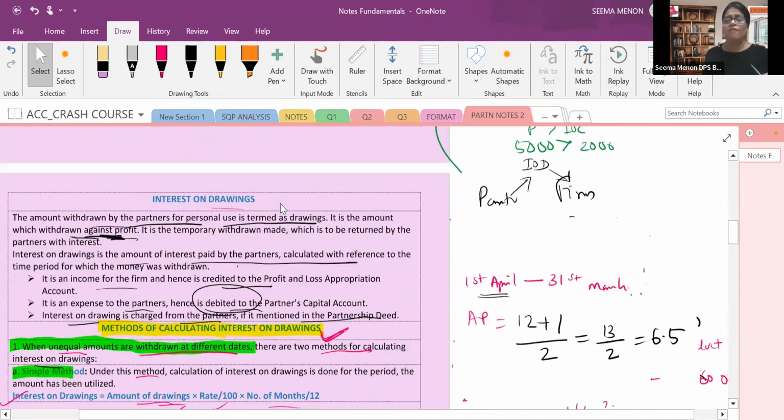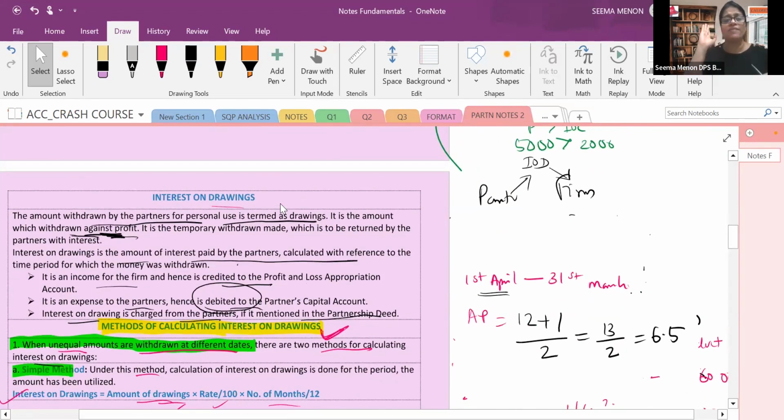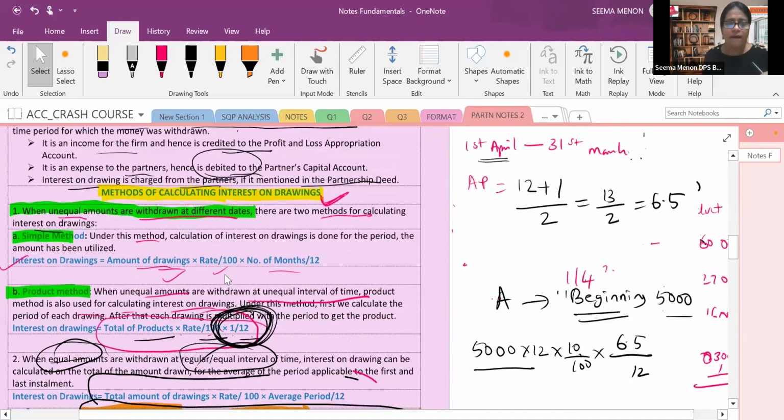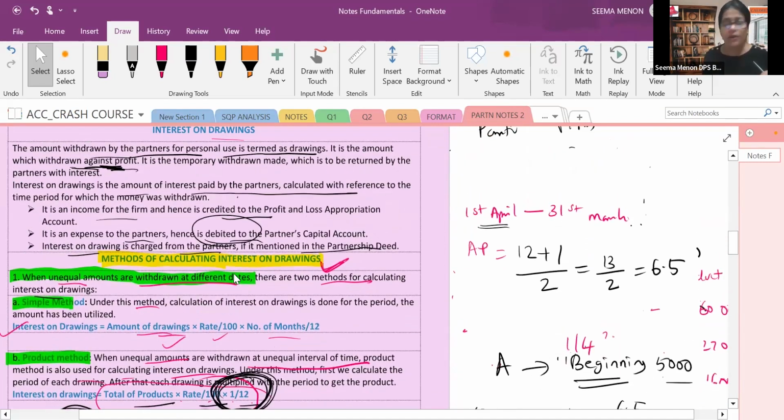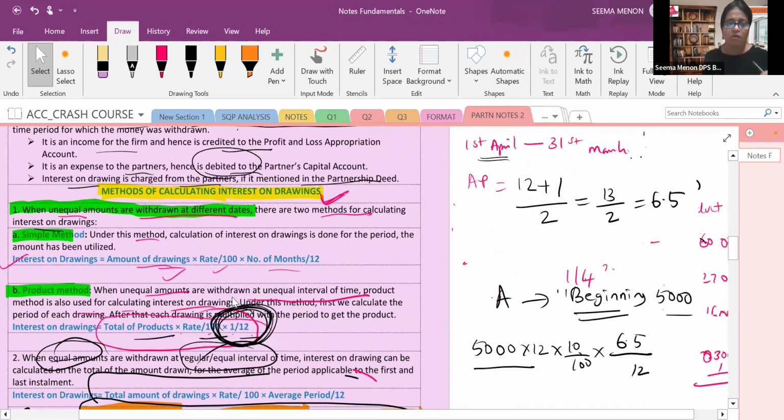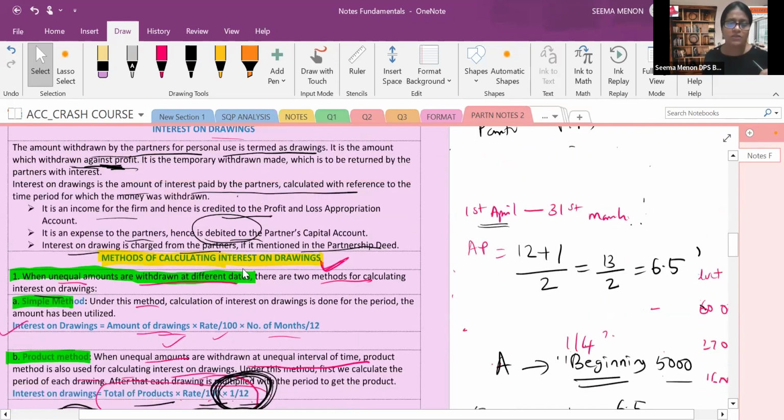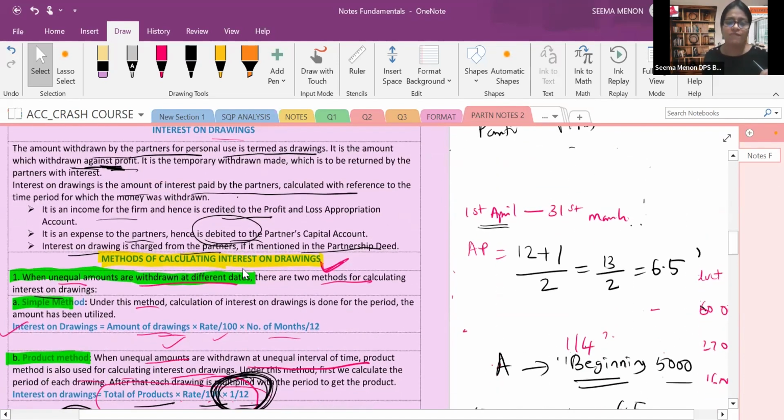Interest on drawing. When the withdrawal is, the time is uneven, amount is uneven. There are 2 methods, normal calculation, simple method only. How many times you had withdrawn? All that you will calculate separately. Product method, what is the formula? Total product multiplied by average period into rate of interest into 1/12. Always you will be taking that as on an average, 1 month you will take.